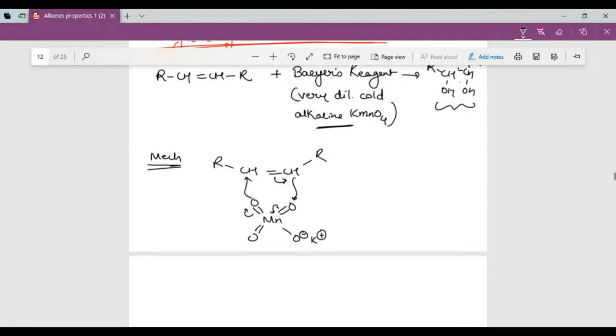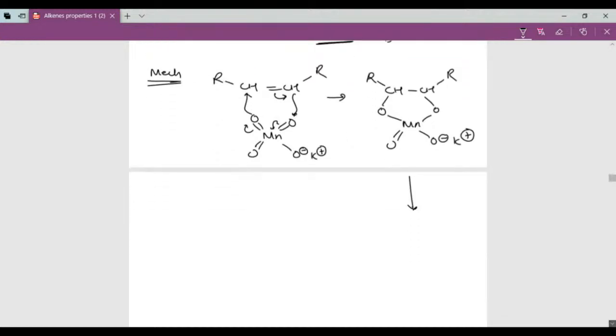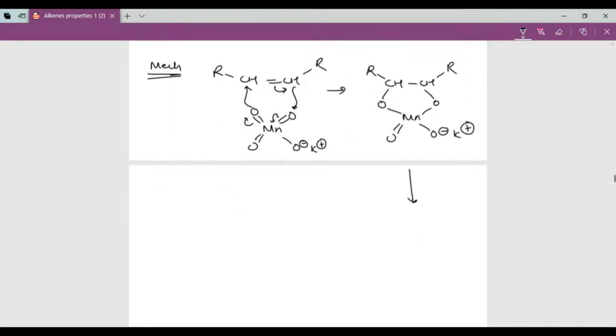So this is how it is added to our double bond. As a result, what we have is RCHCHR, a five-membered cycle. Okay, we have got a five-membered cycle like this. Correct? Once I have this five-membered cycle, it is basically an ester of manganese.